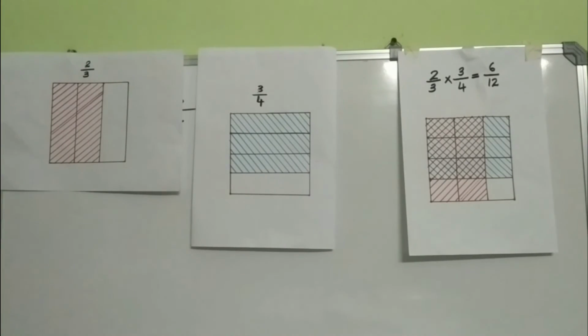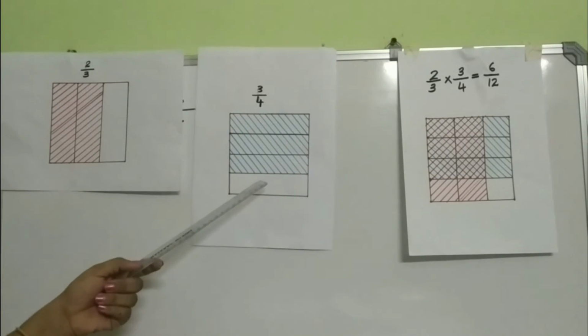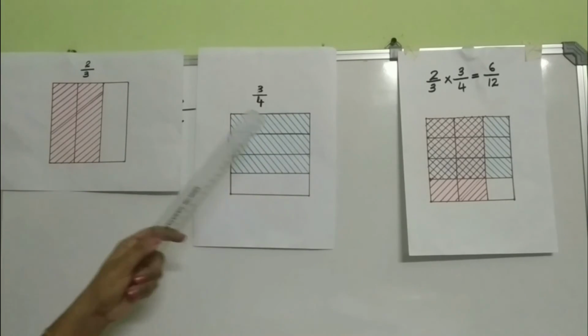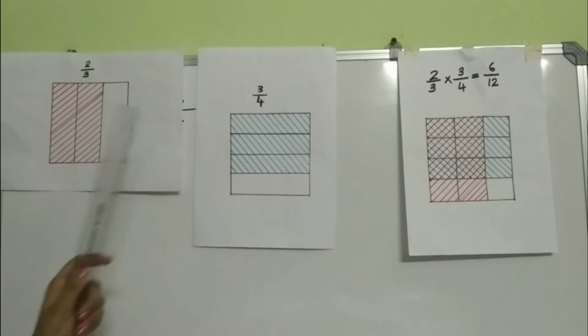Now I am going to show an activity for multiplication of fractions. First, draw a square and divide the square into 3 equal parts vertically. 2 parts shaded with red pen. It's representing 2 by 3. The same square divided into 4 equal parts horizontally and 3 parts shaded with blue pen. It's representing 3 by 4.